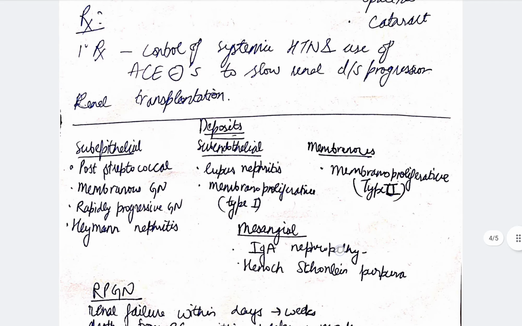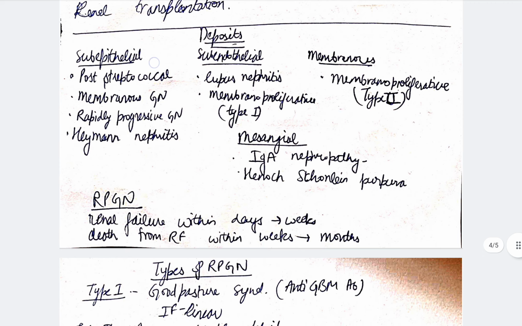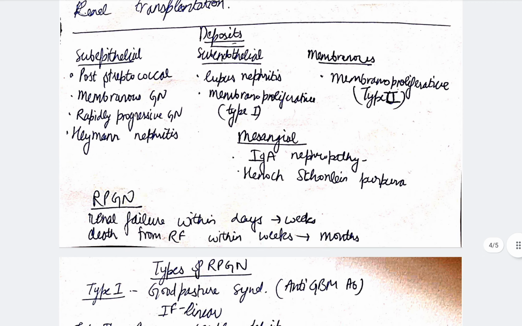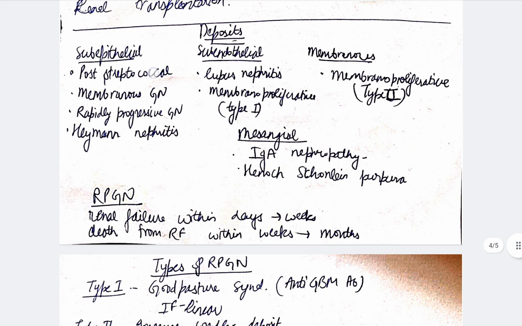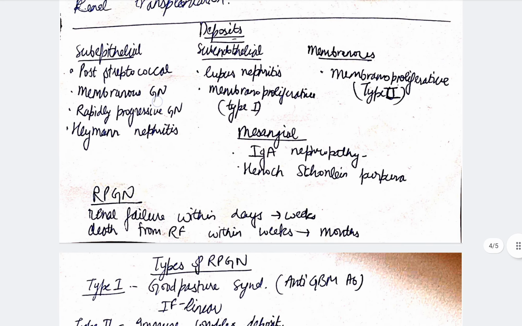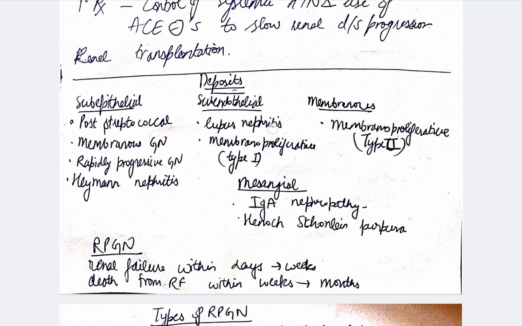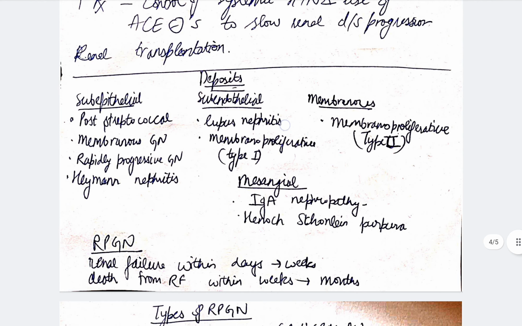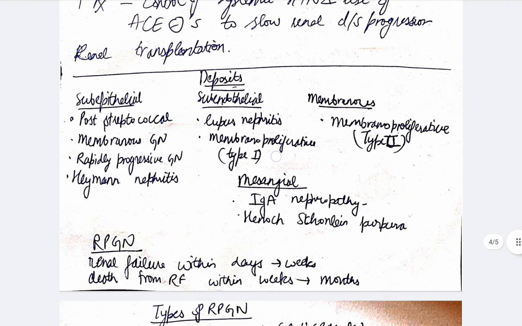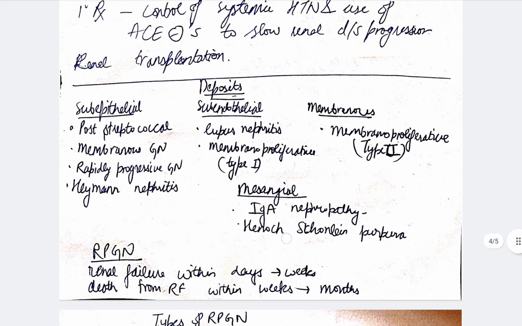Now the one thing which was left is this one: which are subepithelial, which are subendothelial, which are membranous, and which are mesangial. First we read post-streptococcal, then rapidly progressive or crescentic, and membranous. These have subepithelial deposits. Subendothelial deposits are in lupus nephritis, that is DPGN, and in membranoproliferative type 1. In membranoproliferative type 2, it is membranous deposits. And in the mesangial, we have IgA nephropathy and Alport's.